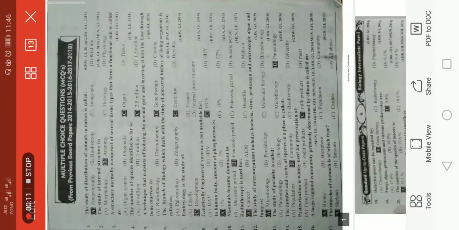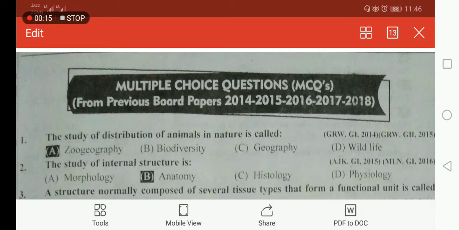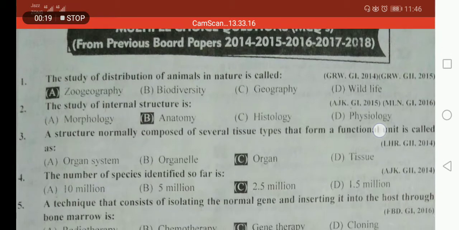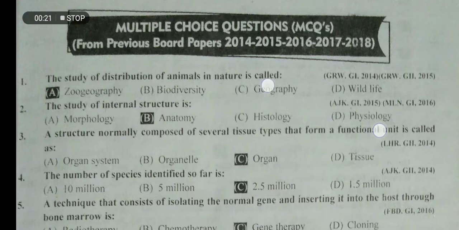It's objective, and the chapter name is Introduction. Introduction of Biology. The study of distribution of animals in the nature is called zoogeography. Zoo means animals, and geography is the distribution. So zoogeography is the branch in which we study how animals are distributed in various parts of earth.